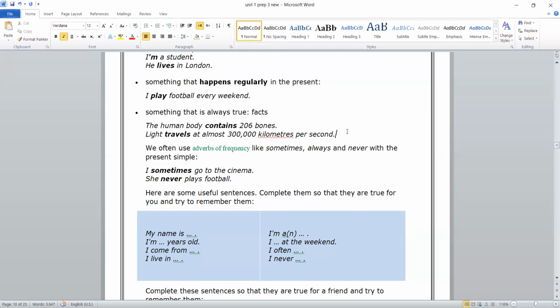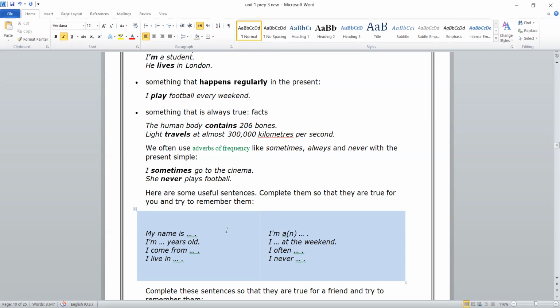We often use adverbs of frequency like sometimes, always, and never with the present simple. These are the keywords of the present simple. We use sometimes, always, usually, never with the present simple. So if I ask you what the keywords of the present simple are, we always use the adverbs of frequency like sometimes, always, never, usually, and often. I sometimes go to the cinema. She never plays football.